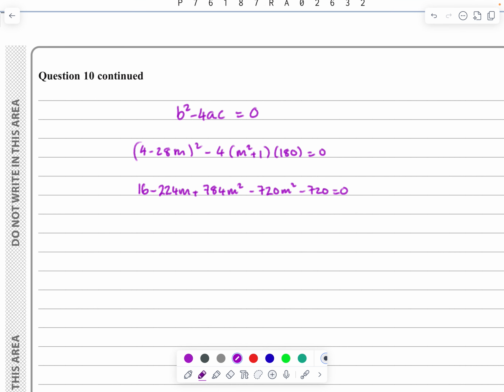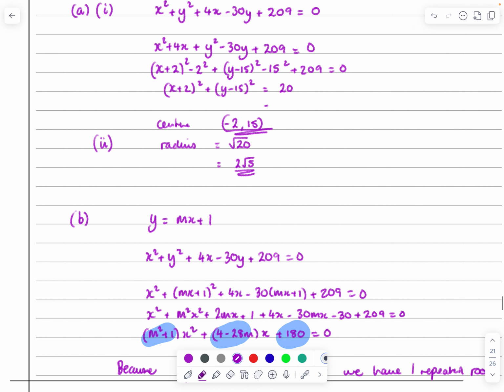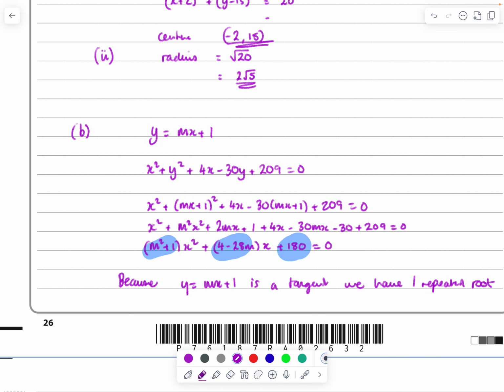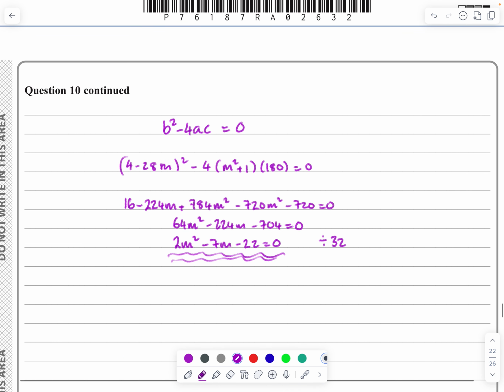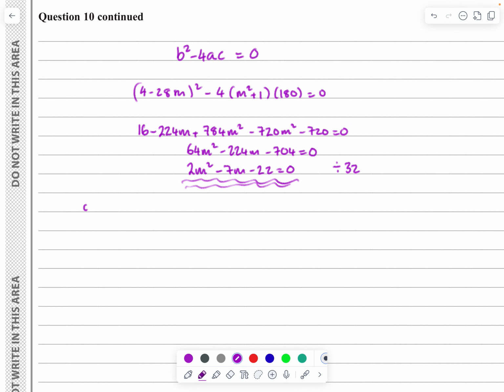So when I tidy that all up, that actually comes to 64m squared minus 224m minus 704 equals 0. And you're thinking, oh my goodness, I've got this completely wrong. But actually, if we divide everything by 32, thankfully, we end up with what we were trying to show, which is 2m squared minus 7m minus 22 equals 0. So that's a real example of a question where they're just testing your patience and your resilience, obviously your algebraic skills as well, to go all the way through to get to that final part.